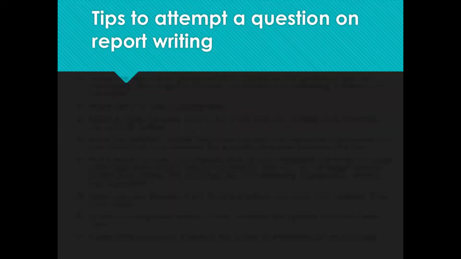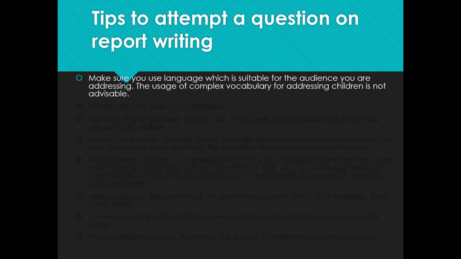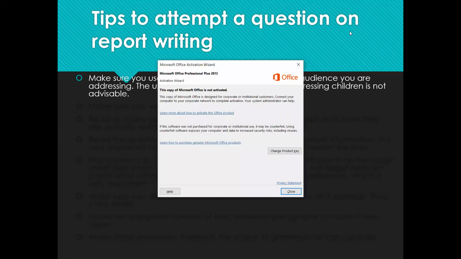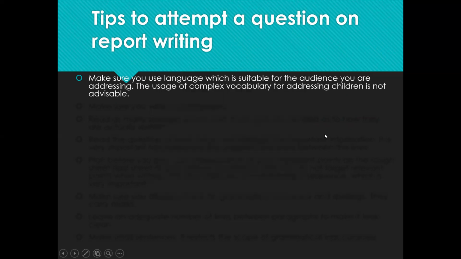Now, tips to attempt a question on report writing. What are the main things that you have to consider when you attempt a report, whether it is a magazine report or a newspaper report? You have to make sure that the language used is very simple. Never use any complicated vocabulary while describing an event. And make sure you write in paragraphs. So the first thing is to be very mindful about your language. Never use any kind of complex English. It should be in very simple English, and you have to write it in paragraphs.